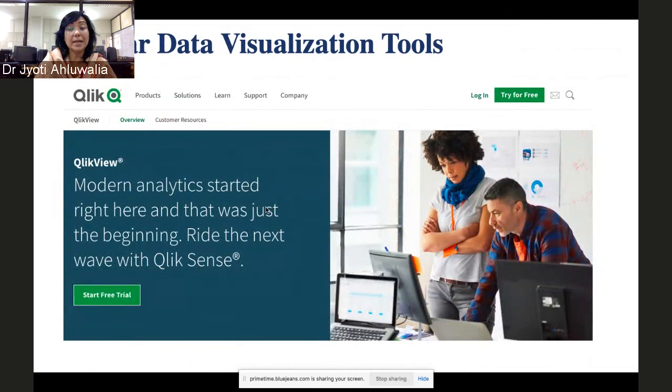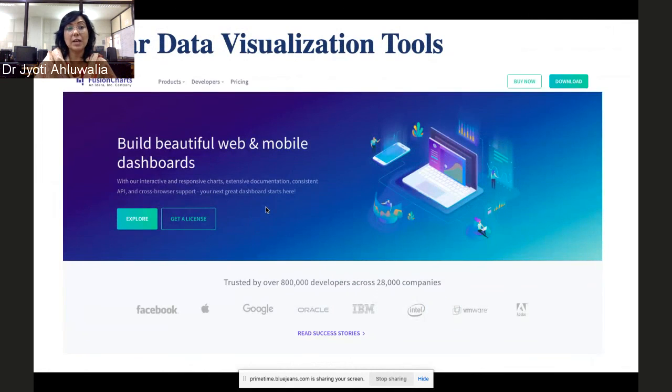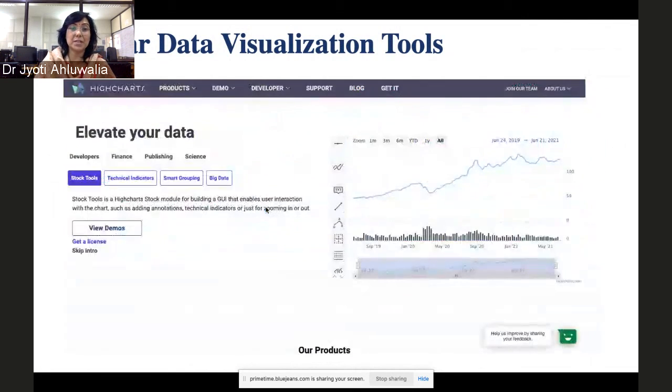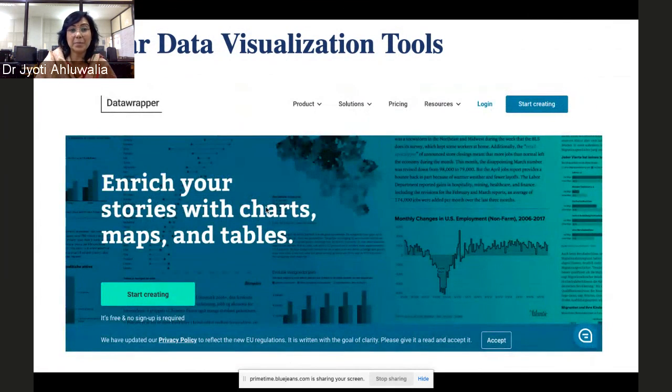Then there is Qlik, which is also becoming very popular, and a lot of companies use it. We have Fusion Charts, again a very popular site, and a lot of Python code is available for us to build on our own also, and companies use it a lot to make their data visible and find out insights from the data. Then we have Highcharts, again a very popular tool, and we have Datawrapper. All these tools are available in the market that companies are using, and they need people who can make these charts, use these tools, and derive insight from the data.